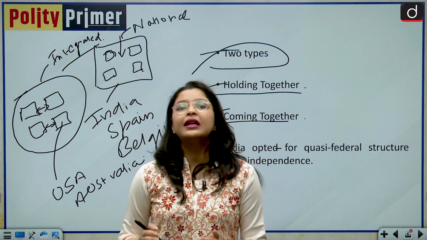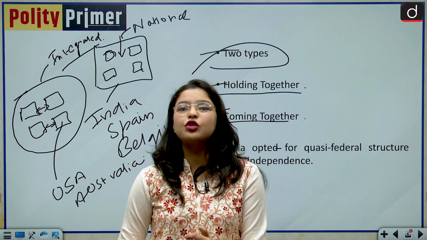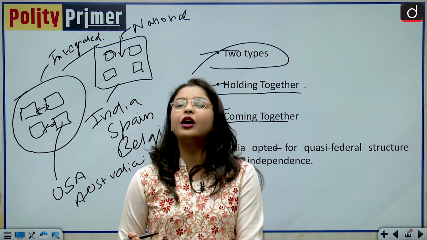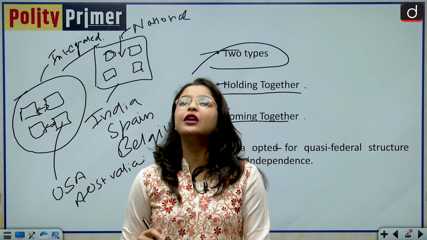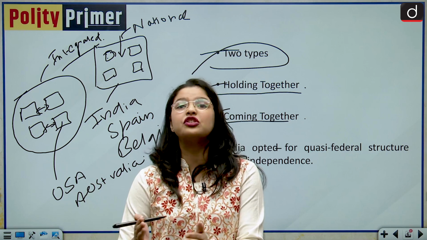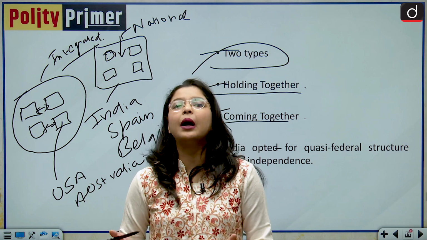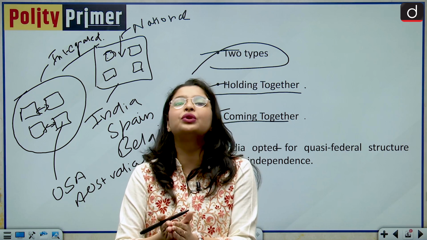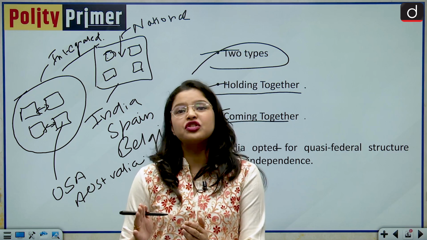So in coming together federalism, the constituent units, also known as the states or the provinces, definitely have more autonomy than in holding together federalism. In holding together federalism, they are not allowed to secede from the national unit. But this is not the case with coming together federalism. In coming together federalism, they come voluntarily to create one integrated unit, that is known as the national unit, okay.